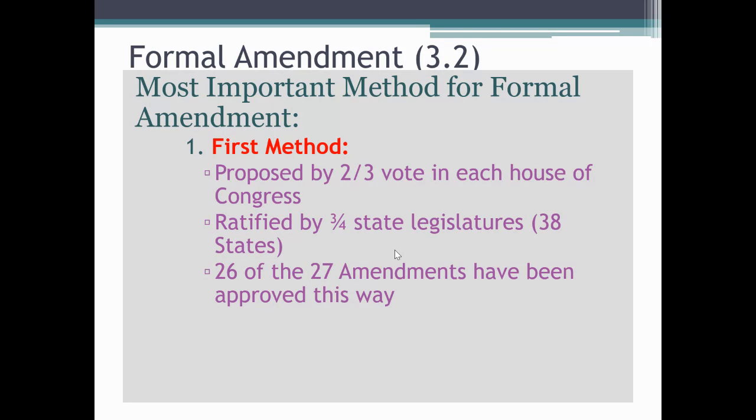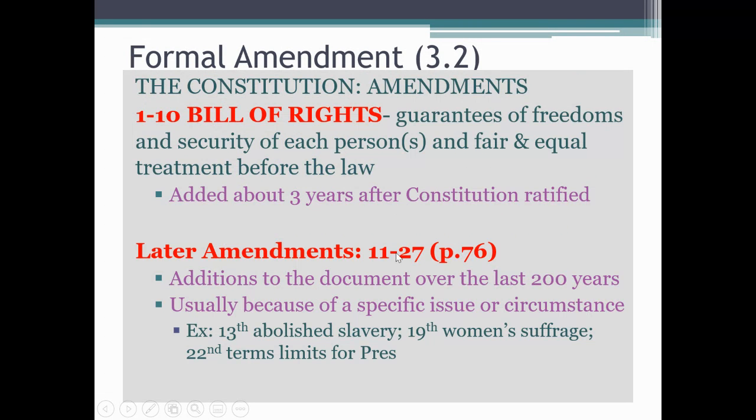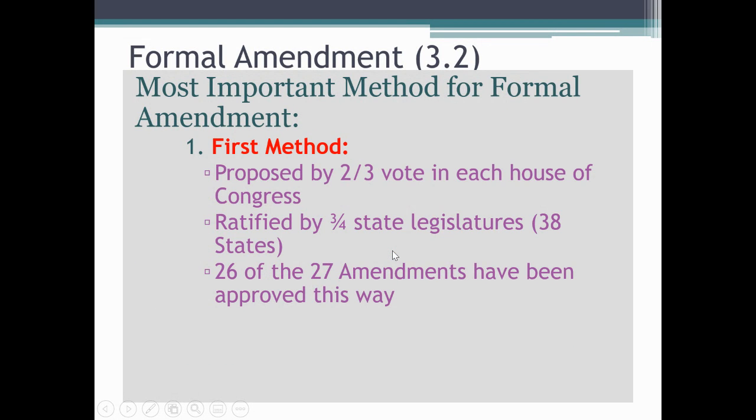So other methods include that an amendment can be proposed at the state level. They can have conventions where delegates meet, kind of like how they did the Constitutional Convention. But in reality, this first method is the most efficient way because we already have elected officials to do this for us. So this is why we're just really paying attention to that. Let me go back for a second. Paying attention to that formal amendment.